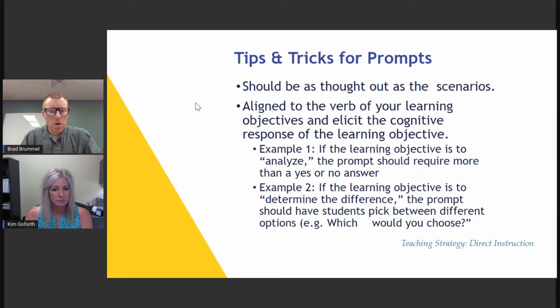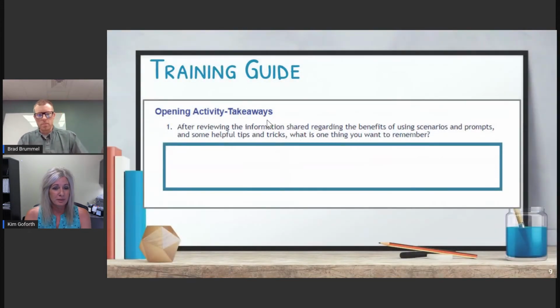So for two examples here, pretty simple, but if the learning objective is to analyze, we can't just have the students answer yes or no. And if the expectation in example two is that we want our students to be able to determine the difference, we should be having the students choose something. And so those are just two examples of how to be intentional with the verb within the prompt and the learning objective. Very important. It can be used as an assessment too. That'd be helpful to be on verb level.